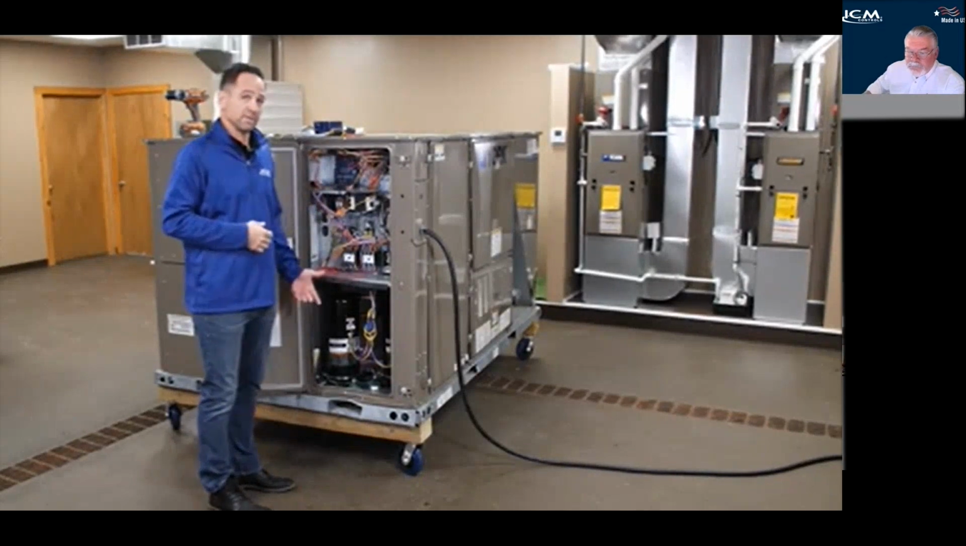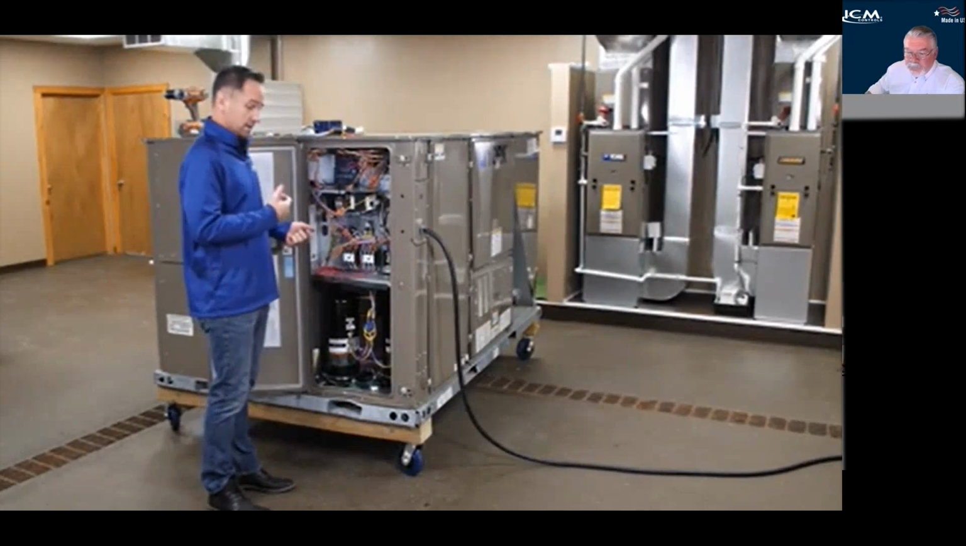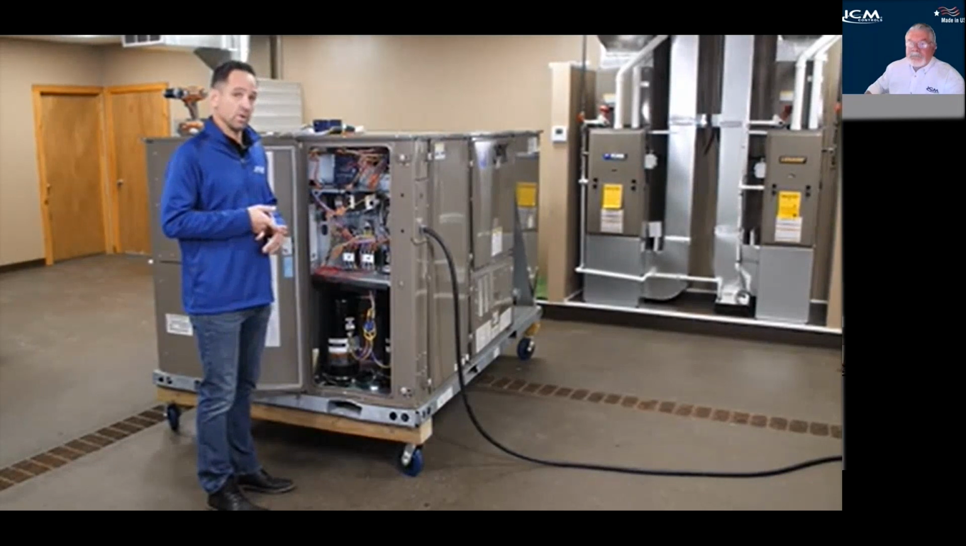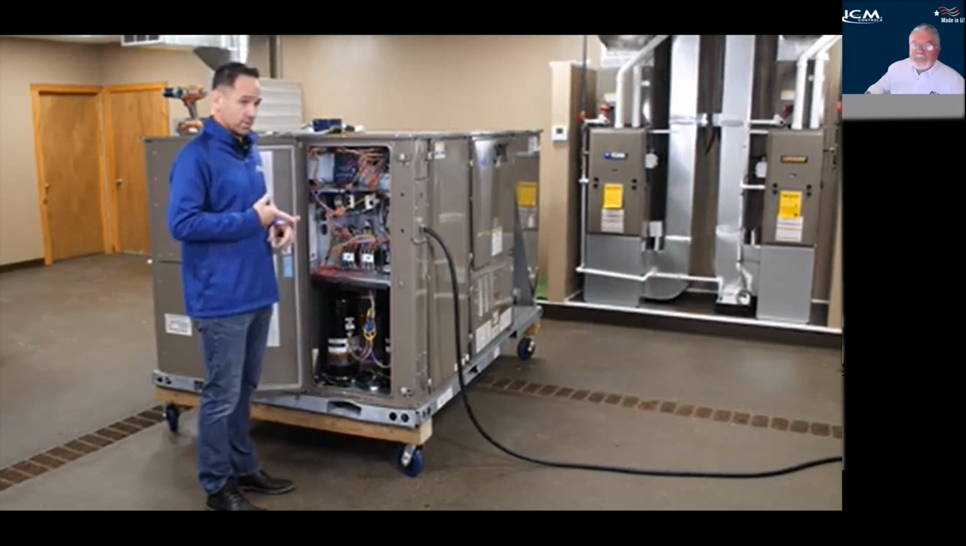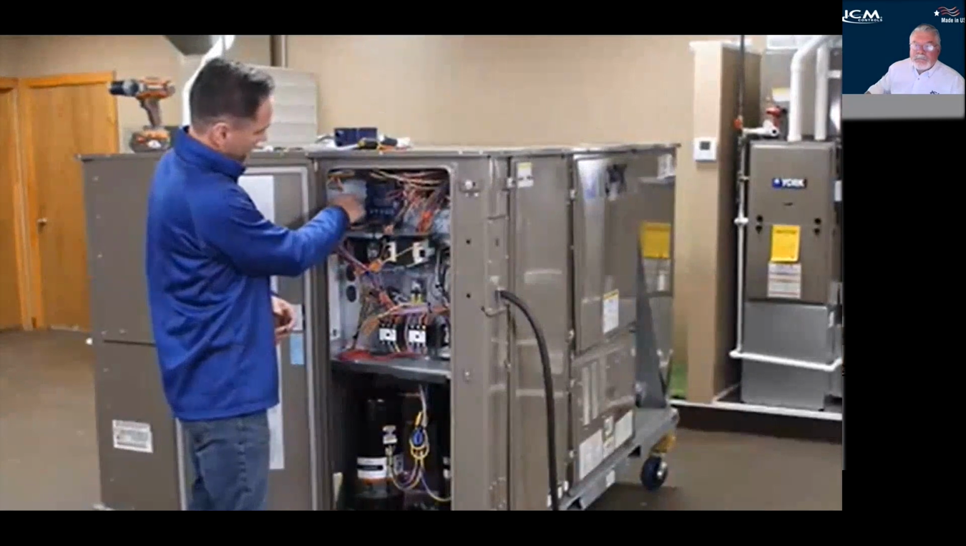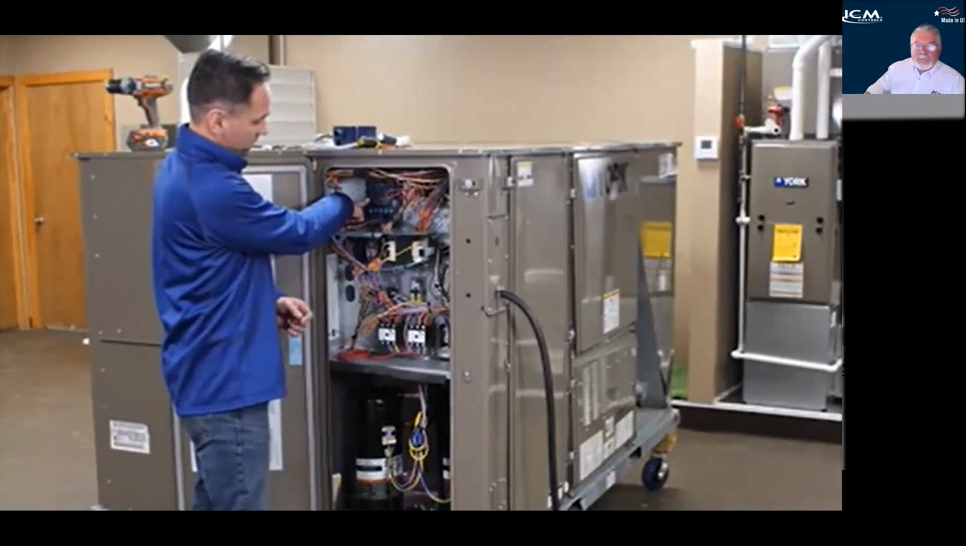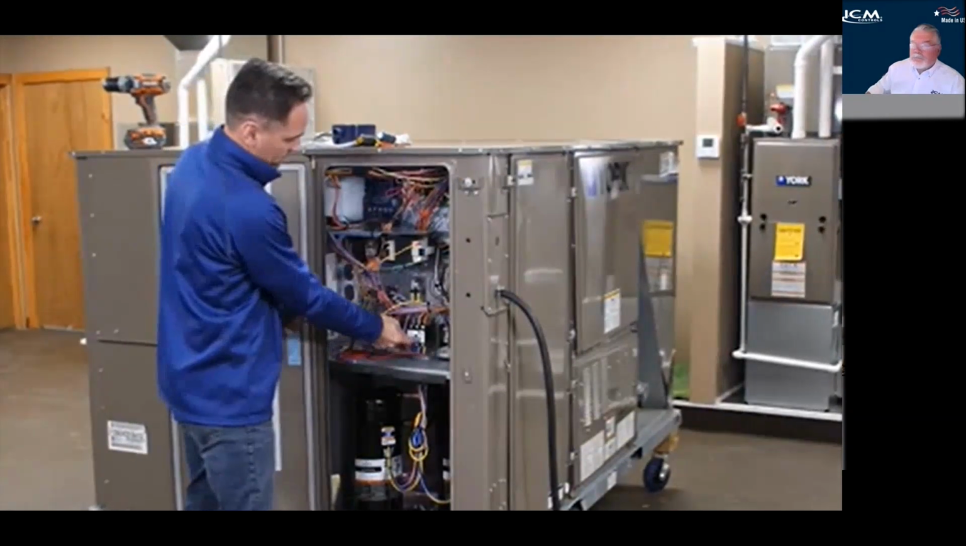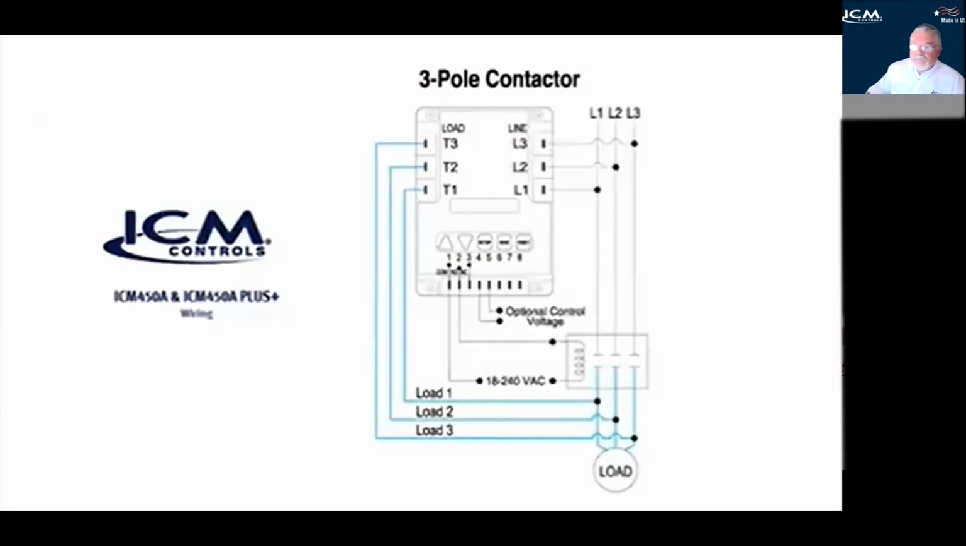ICM450A. One of the additional benefits of this product is it has the ability to monitor the load side of a contactor. You want to protect a motor, you want to protect a compressor, this will do it. So all we have left to do is connect our wires from the load side protection of our 450A to the load side of one of our contactors.